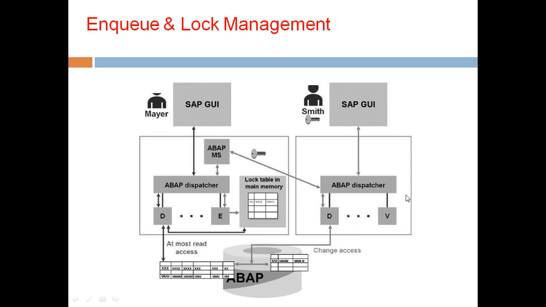So basically, as you have seen in the work processes, we need to have at least a minimum of one enqueue work process. To ensure data consistency within an SAP system, you must ensure that data records cannot be accessed and changed by more than one user at any one time, right? To do this, the SAP system has its own lock management concept.